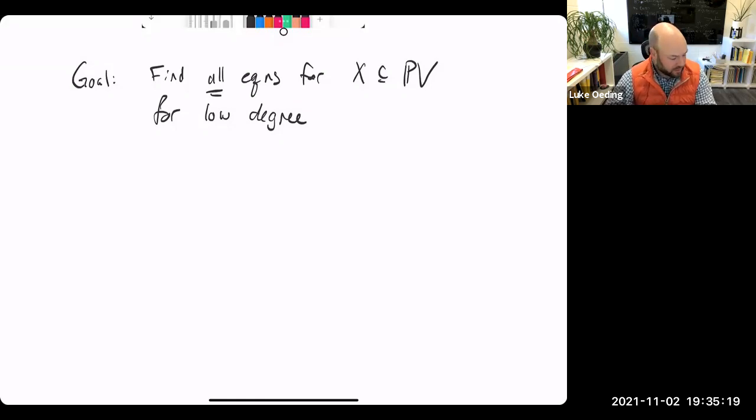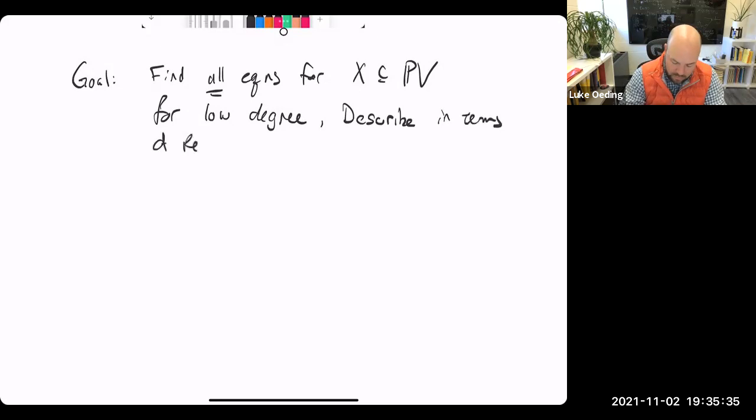But sometimes this is sufficient because you have varieties that have their ideals generated in low degree, and you might be able to find all of those equations there. And we want to describe them in terms of representations, because if two people give you a set of equations, they may not be given in the same basis. And so how do you know that you have the exact same equations?